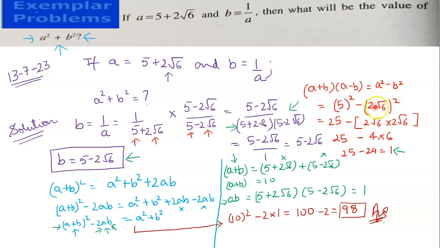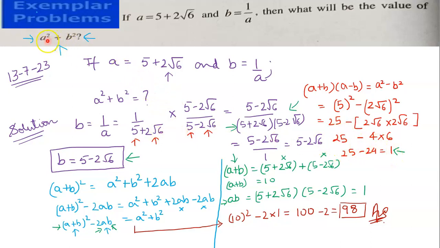So 2 root 6 whole square. Okay, so this is 2 root 6 into 2 root 6. So 2 into 2, 4. Root 6 into root 6 is equal to 6. I had explained this in the video yesterday. So watch the video at least twice or thrice and solve the question 2-3 times, only then it will be clear to you students. Okay, so 5 square is 25, 25 minus 24 is 1.